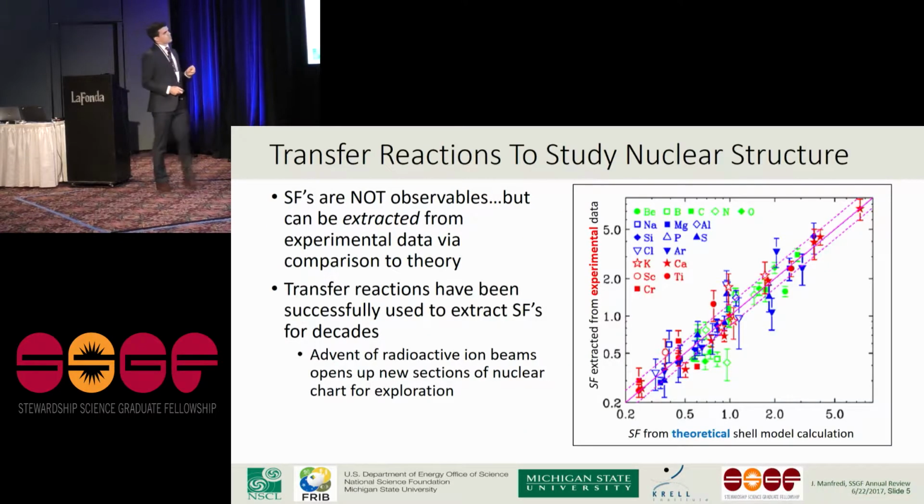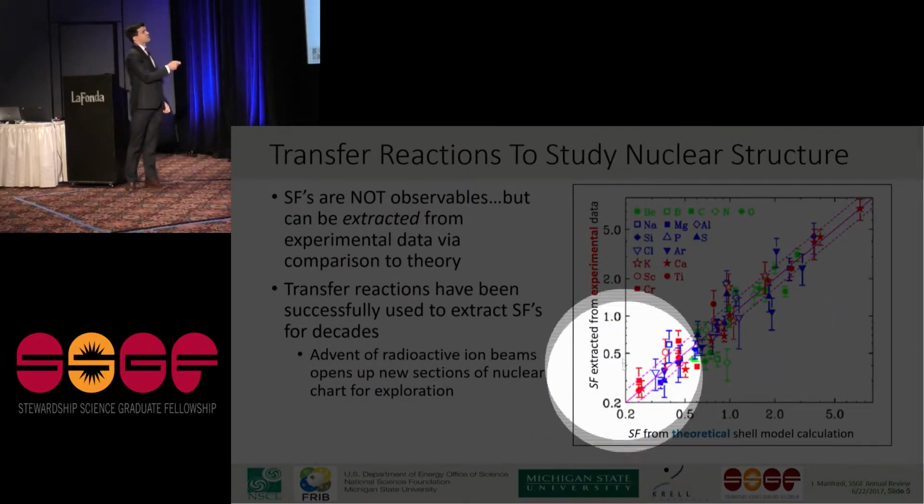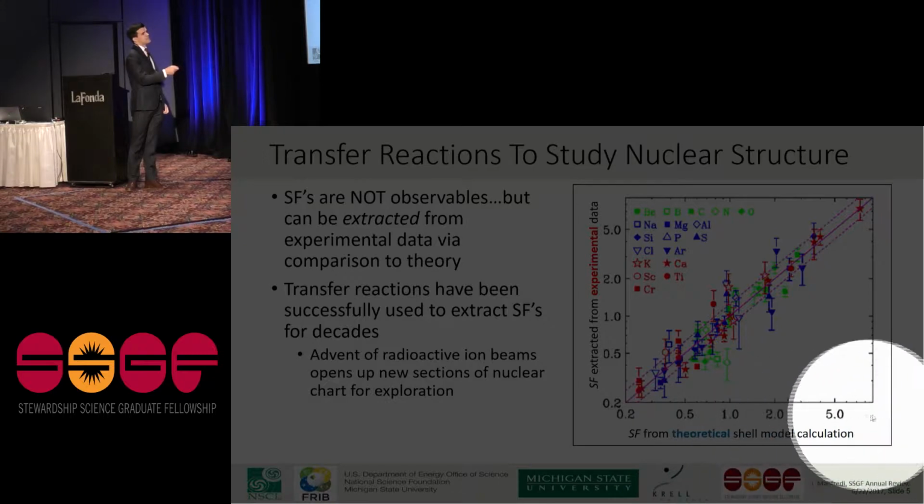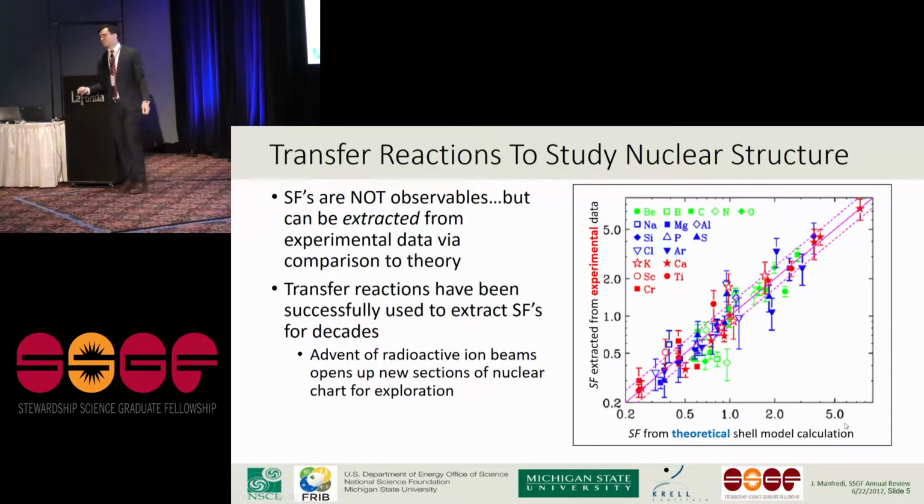Now, it's important to note that these SFs are not observables. You can't just set up a detector, count a bunch of deuterons, and then print out a spectroscopic factor. You have to extract these from data by comparison to nuclear reaction theory calculations. And I'll explain how that works in a moment. But I do want to mention that this technique has actually been used for a long time, using transfer reactions to study spectroscopic factors. Here I have a plot. On the y-axis is extracted experimental spectroscopic factors, and on the x-axis is those expected from nuclear structure calculations, some shell model calculations. And you can see there's reasonable agreement. And now that there's all these new radioactive ion beam facilities, there's whole new swaths of the nuclear chart that we can explore with this technique that simply weren't possible to do before.